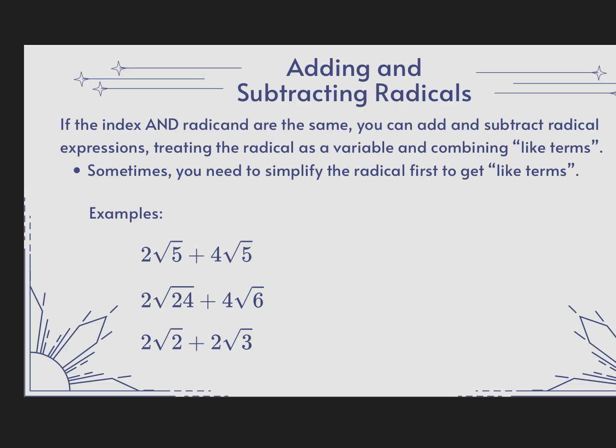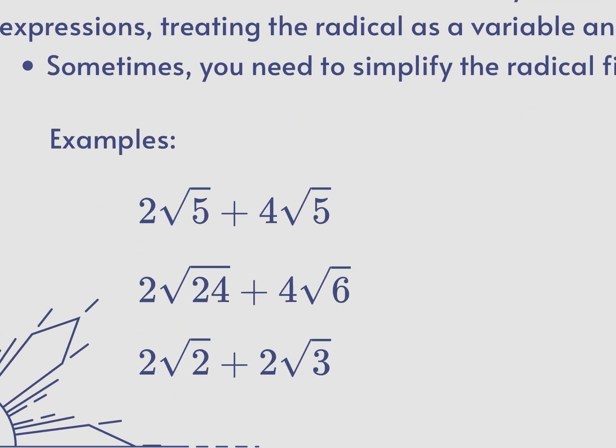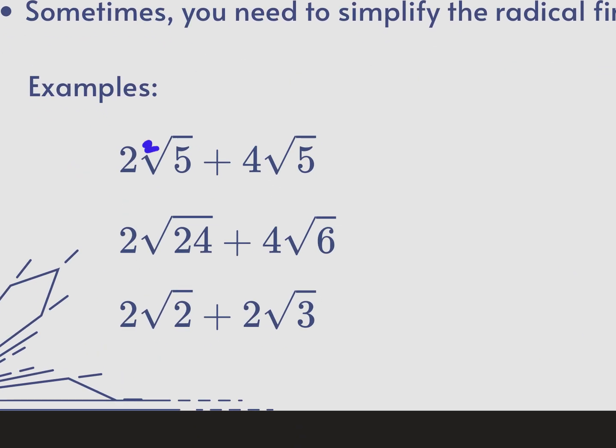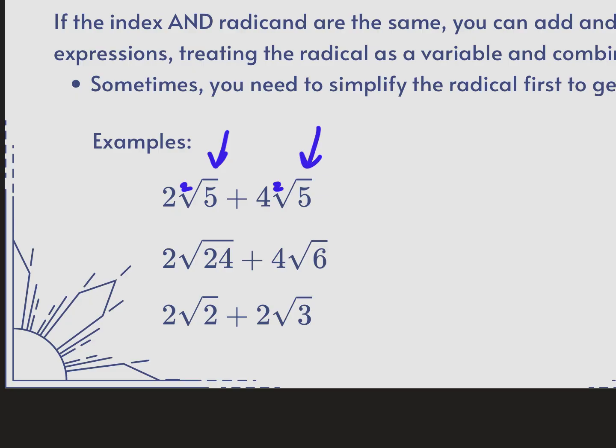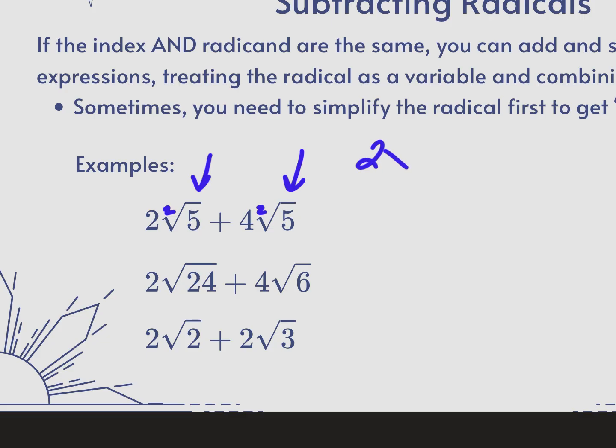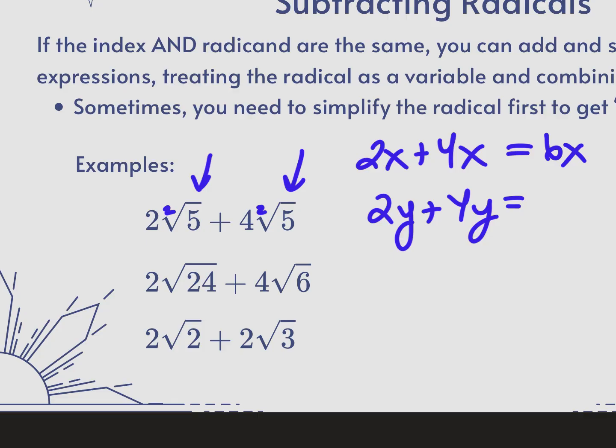We're almost done. All right, it says, if the index and the radicand are the same, what that means is the little number in front, this is a 2, and this is a 2. If it was the cube root and the cube root, the 6th root and the 6th root, this is the radicand. All right, if they are the same, you guys can add them together. If I gave you this problem, what would you guys tell me the answer is? 6x. All right, if I gave you this problem, what would you tell me the answer is? 6y.